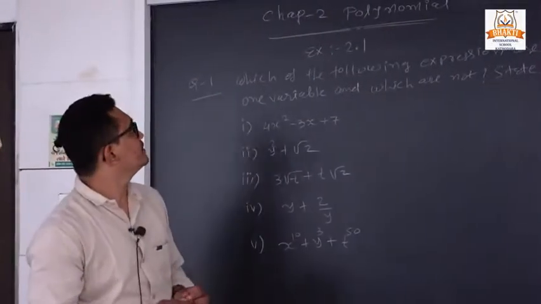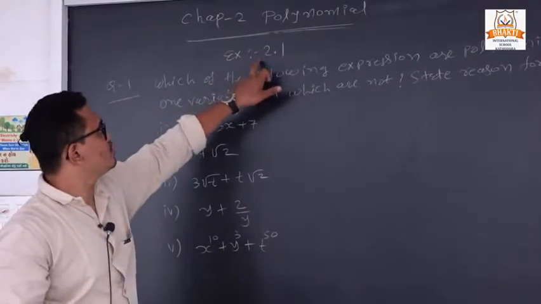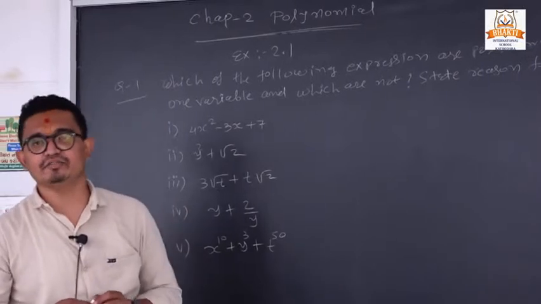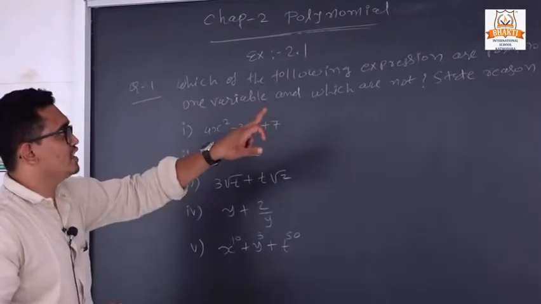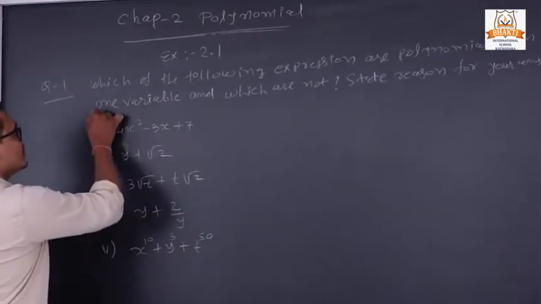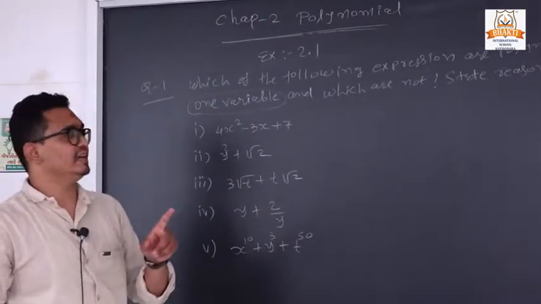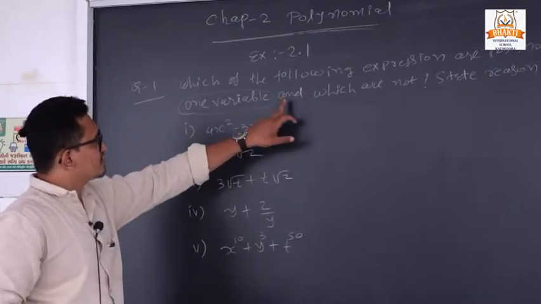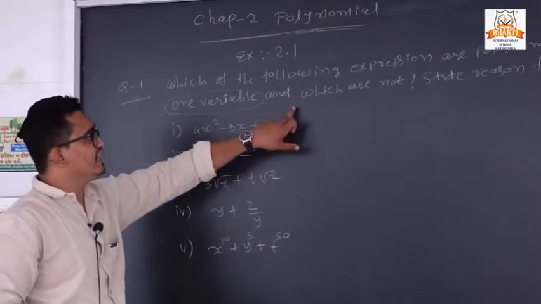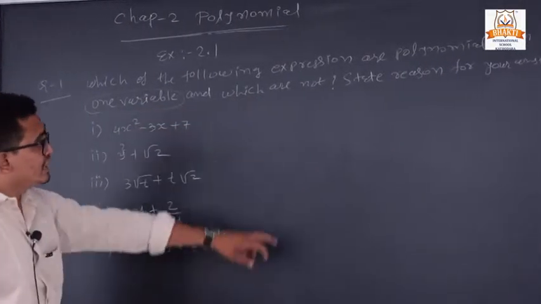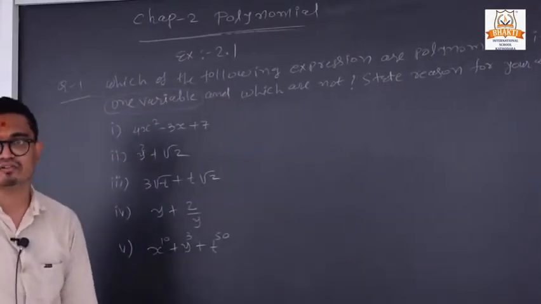Okay, according to the previous theory, now we are starting our exercise number 2.1. In exercise 2.1, question number 1 is like that: which of the following expressions are polynomials in one variable. You need to remember one thing, that any polynomial which has only one variable, only then can we write it so. First we mention that it is a polynomial in one variable, and second, they are asking which are not, and they are also asking to state the reason for your answer. So we can also give the reason for our answer.